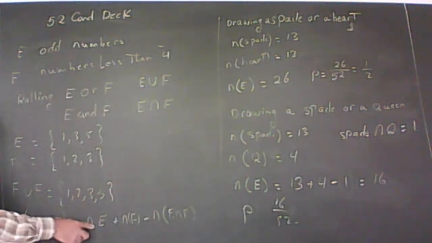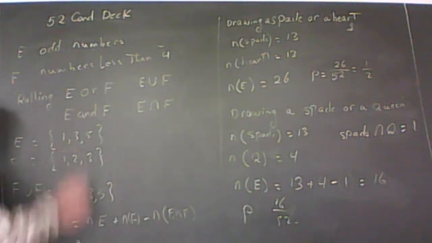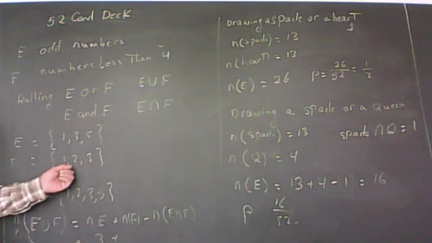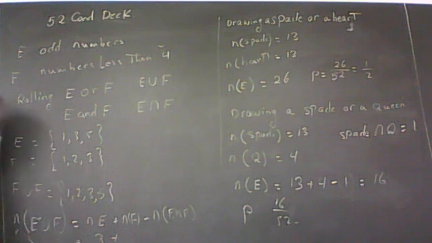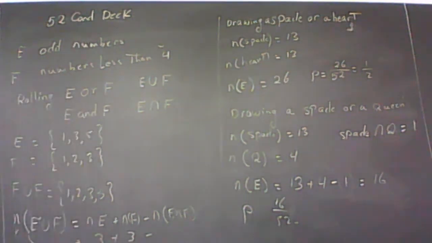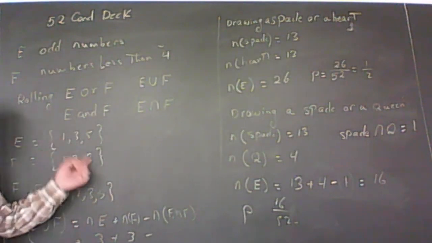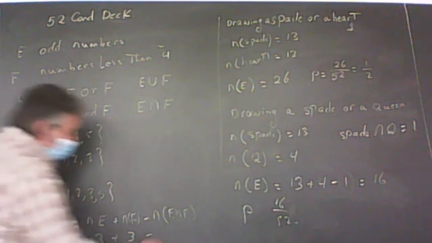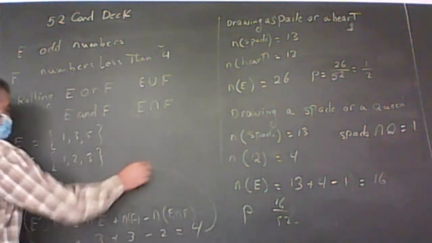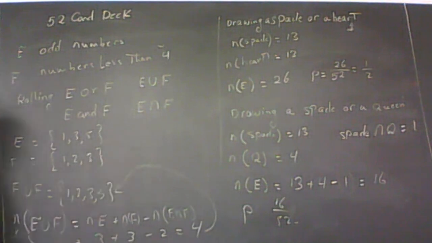So that is, how many elements in E? 3 plus. How many elements in F? 3, minus. What are the common elements? How many common elements do I have between F and E? We do have the 1 and 3 in common, right? So minus 2, that's equal to 4. And that's it.